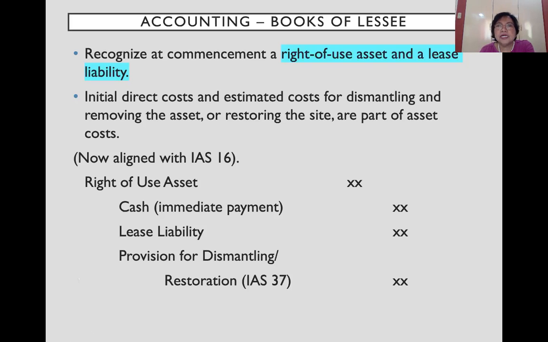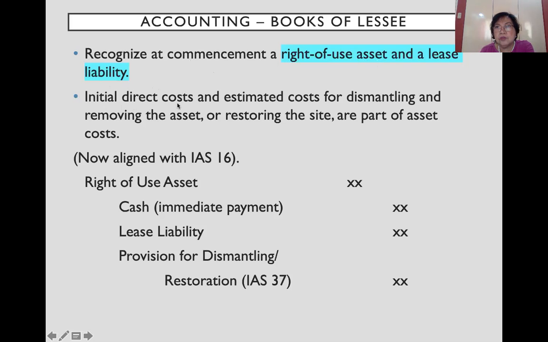So in the books of the lessee, these are the general principles. You are to recognize at commencement. Commencement is the first day of the lease contract. So you are to recognize at commencement a right of use asset and a lease liability. So you are to debit therefore a right of use asset and you are to credit a lease liability. Initial direct costs, what are these? Initial direct costs are the costs incurred by the lessee in consummating the lease contract.